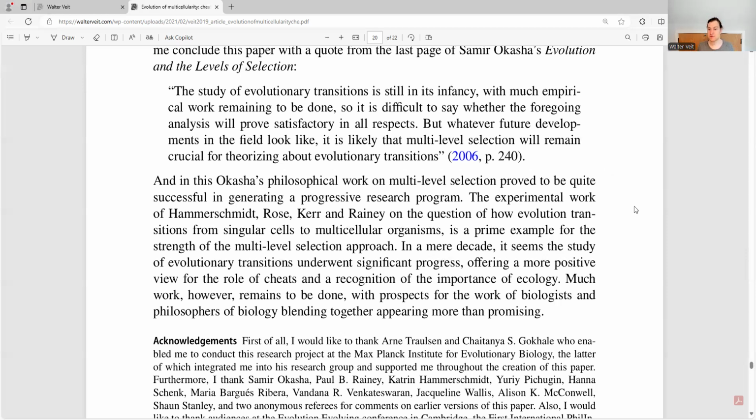Nevertheless, this was one of my very first papers. Started to write this during my undergrad, and I believe I did major revisions, minor revisions during my time as a master's student in Bristol. So one of my first publications in the philosophy of biology.